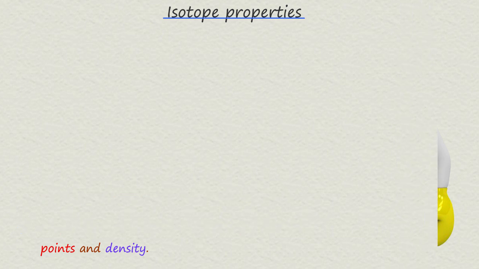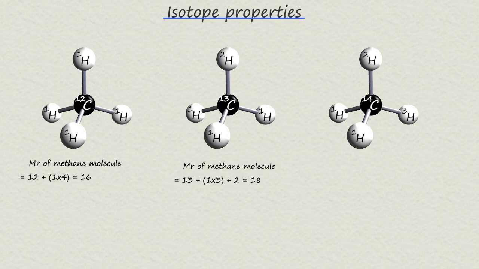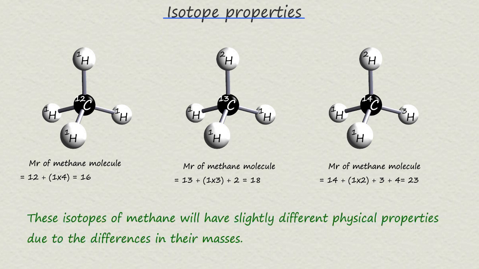As a simple example, consider methane gas, the gas used in Bunsen burners. Now, methane gas has a molecular formula CH4, and 3 methane molecules are shown on the screen. However, each of these molecules has a slightly different formula mass, since these molecules contain different isotopes of the elements carbon and hydrogen, and so these molecules will have slightly different physical properties due to the differences in their formula masses.